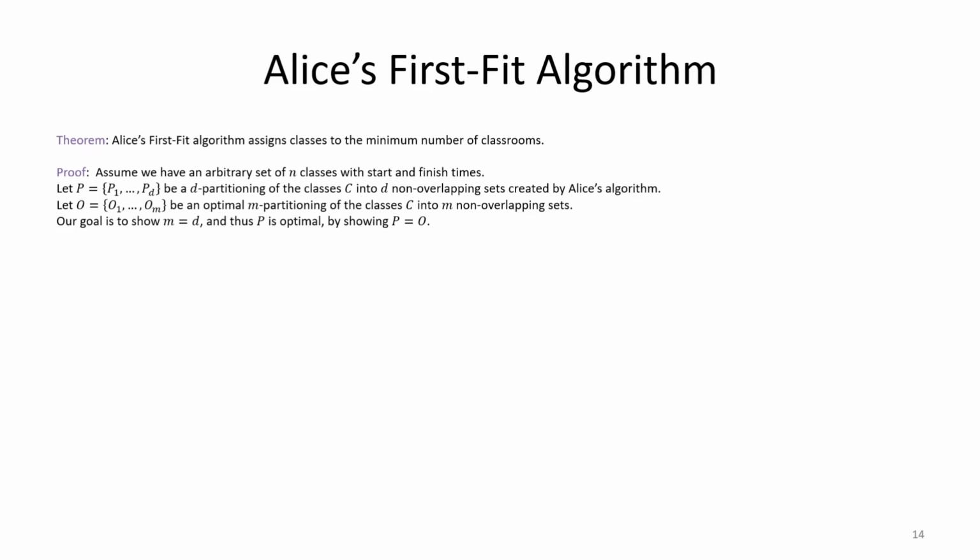My goal here is to show that these two sets are the same size, that my algorithm assigns classes using the same number of classrooms as an optimal algorithm does. So I'm trying to show M equals D. If I can do that, because that's the criteria of optimality, the minimum number of classrooms, that would show that P is optimal. So my goal is to show P is optimal.